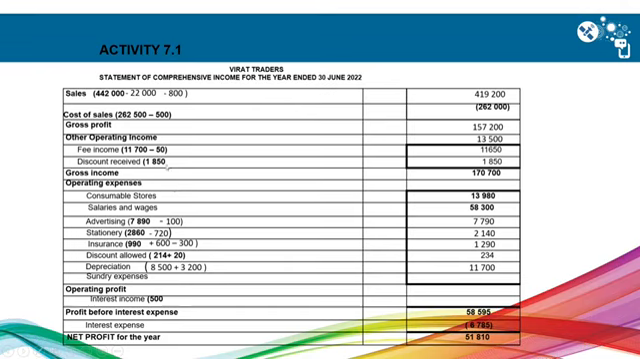Discount received, 1,850. These two amounts added give me a figure of 13,500. I then take my gross profit, I add my operating income. These two figures will give me an amount of 170,700. What is that all about? That is now my gross income.